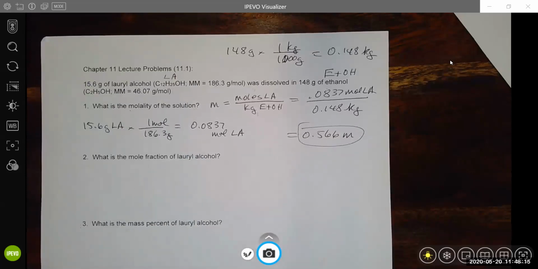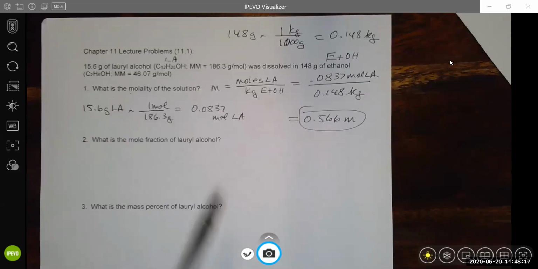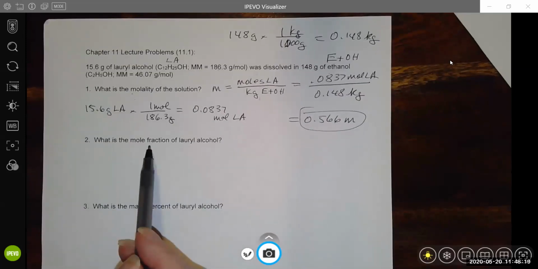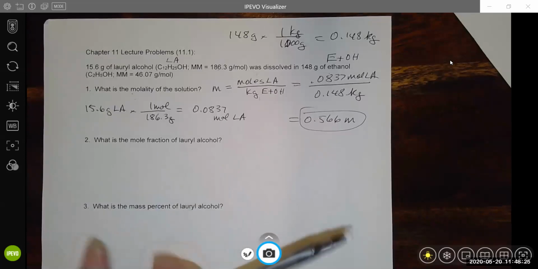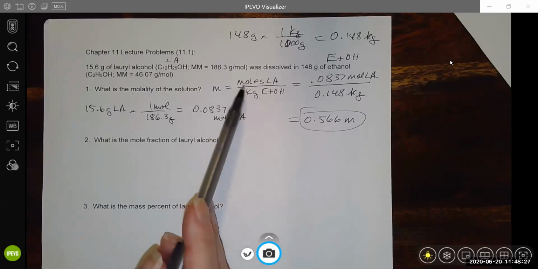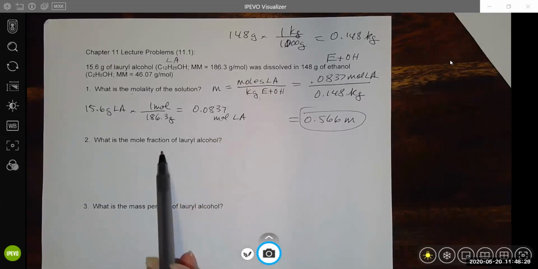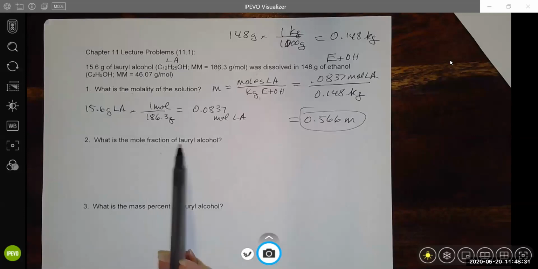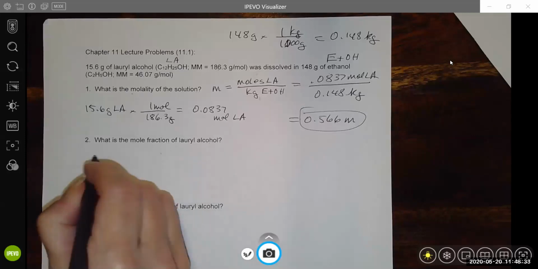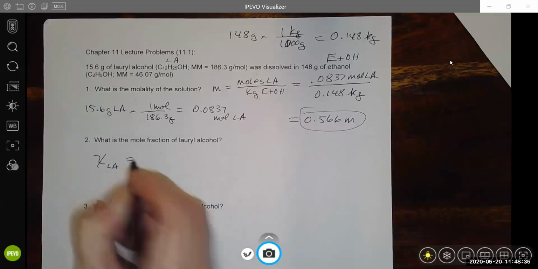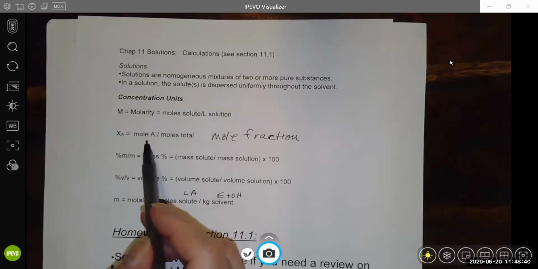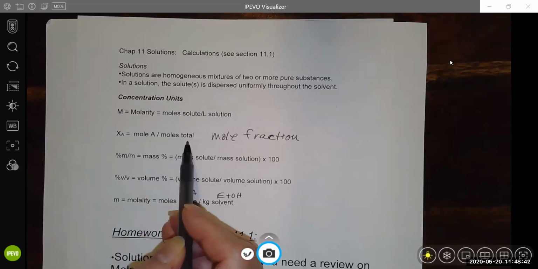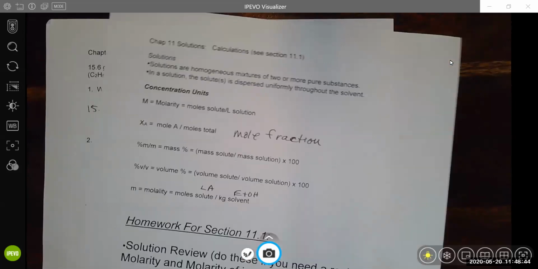Now, on the next one, I have to be specific because mole fraction can be done for either the solute or the solvent, because it doesn't have any specificity like molality does with solute over solvent. So I have to say the substance. So mole fraction of lauryl alcohol. If I go back to my paper here, it's going to be the moles of lauryl alcohol over my total moles present.